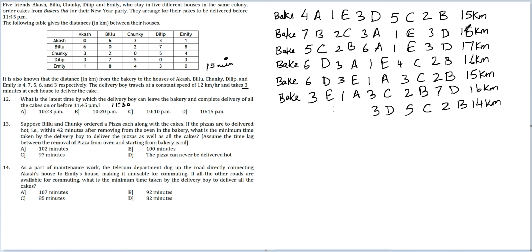Out of the available paths, clearly the path of bakery to E to A, this is the most efficient path. How much time would it take?